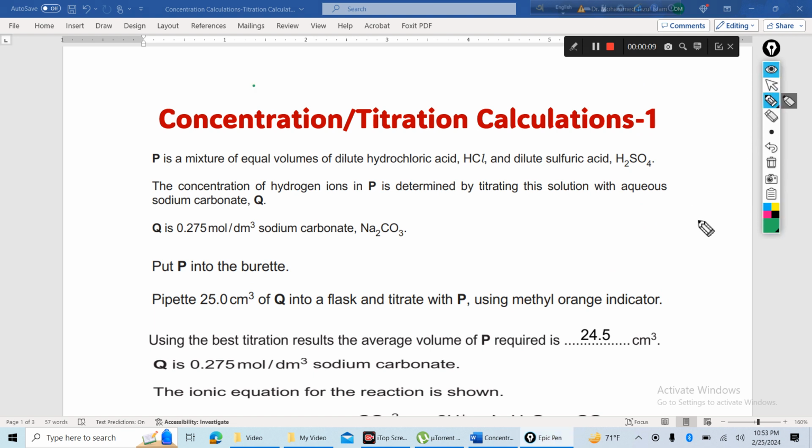Hello students, today I will discuss titration calculations to find out the concentration of a solution.